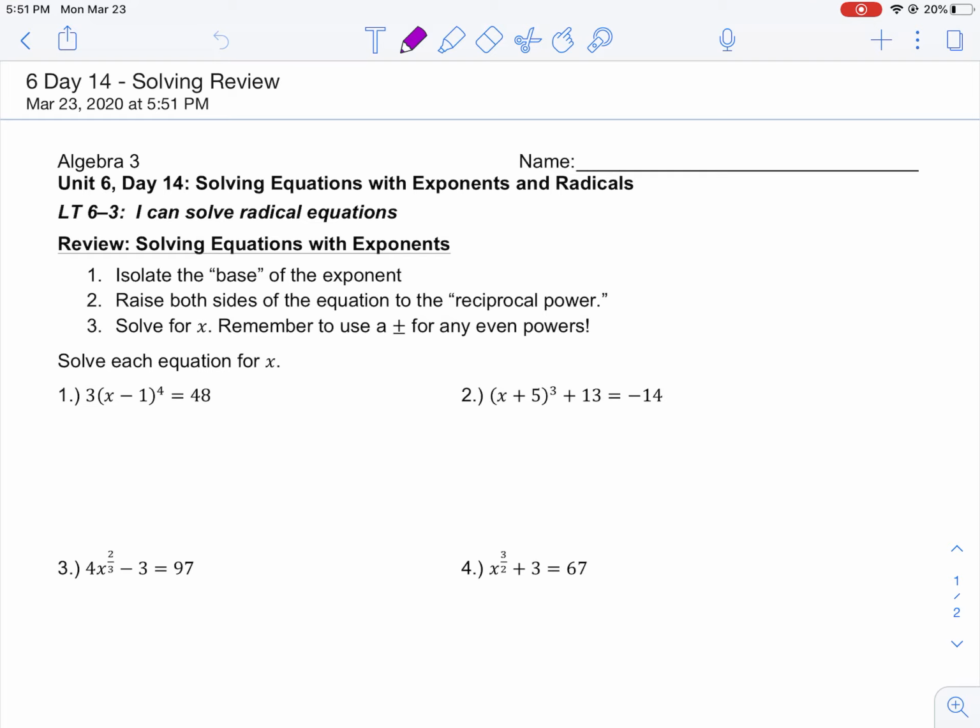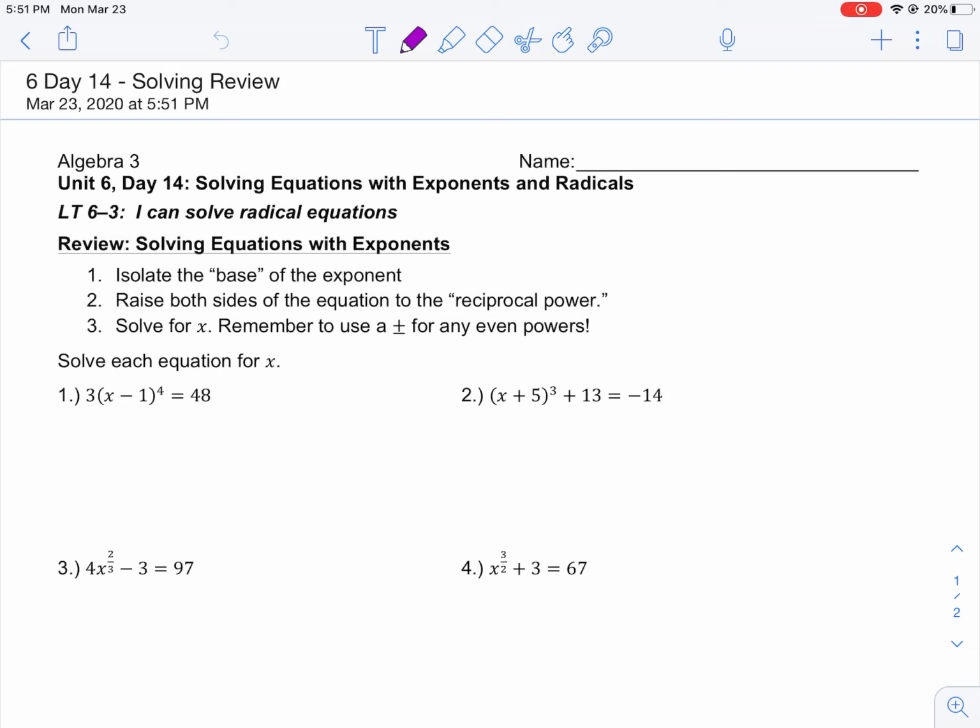I'm not going to be teaching any new material today. I'm just going to be reviewing the material that I talked about in the last two videos. And we're going to be focusing on solving equations. So first we're going to talk about solving equations that have exponents, and then we'll do some problems where we have to solve equations that have radicals.